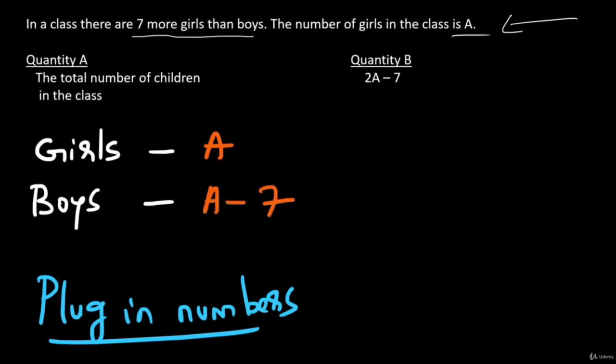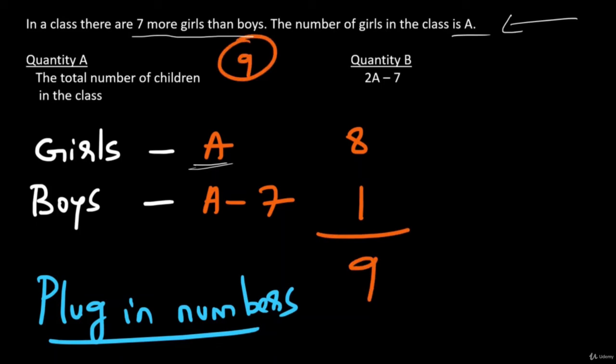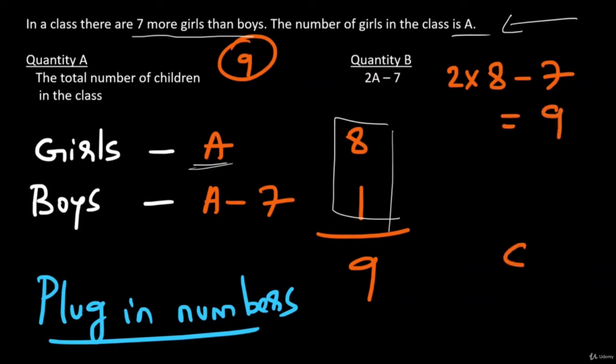Now let's take A equal to 8. In that case, the boys would be 8 minus 7, which is equal to 1. And the total number of children in this class will be 8 plus 1, which is equal to 9. So quantity A, if we plug in these values, is equal to 9. And what is 2A minus 7? That would be 2 into 8 minus 7, which is 16 minus 7, which is also equal to 9. Therefore, these two are equal, and hence the correct answer to this question is option C.